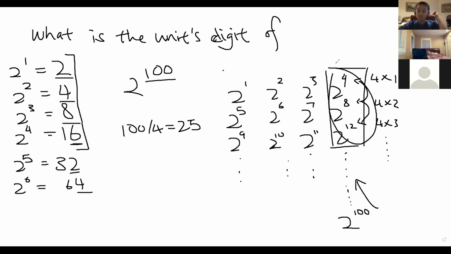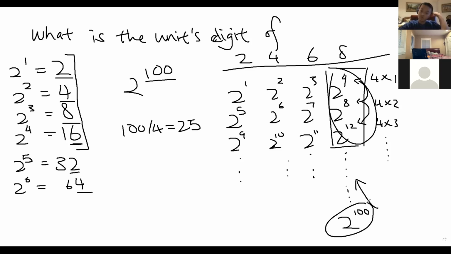These are 2, 4, 6, 8. So with that being said, I can say that 2 to the power of 100, the very last digit, the ones digit, is going to be 8, because it follows this pattern. And you can see how much work we saved ourselves. We noticed a pattern, we broke it down into a simpler question, and then from there, we were able to solve the question without having to do an unnecessary amount of work.